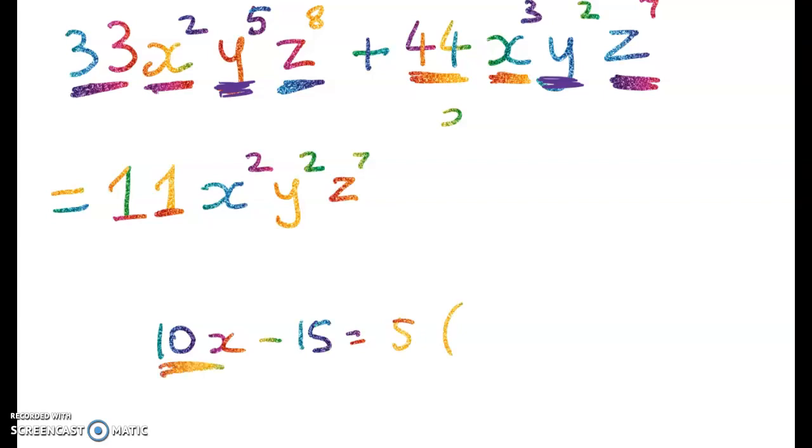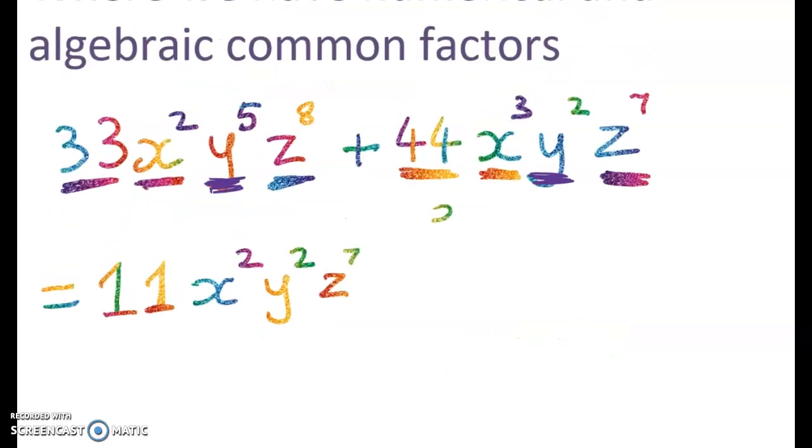The next step was to say 5 times what will get me back to that 10x, right? So we did this, and that's the step we're going to do now here. So we've got our highest common factor out. We're going to pop down a bracket, and we're going to say, what do I need to match everything up? So 11 times what will give me 33? 11 times 3. X squared times what will give me x squared? Well, I don't need to do anything, right? I'm already there. I've got my x squared.